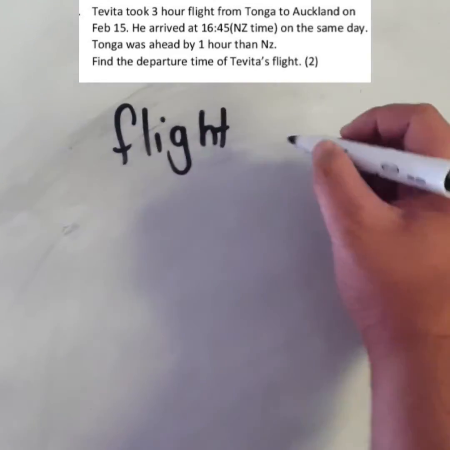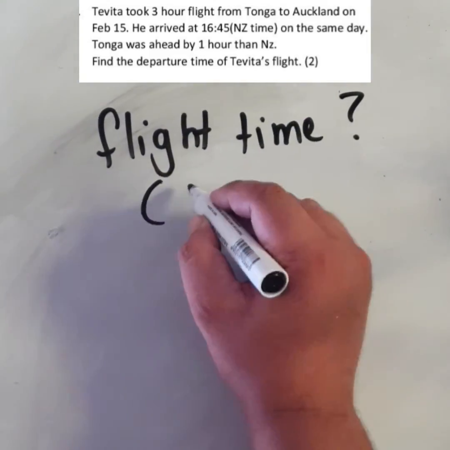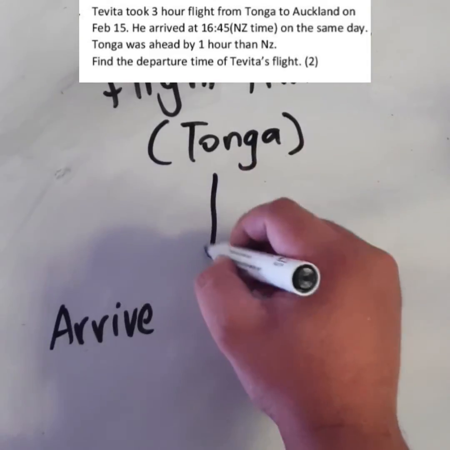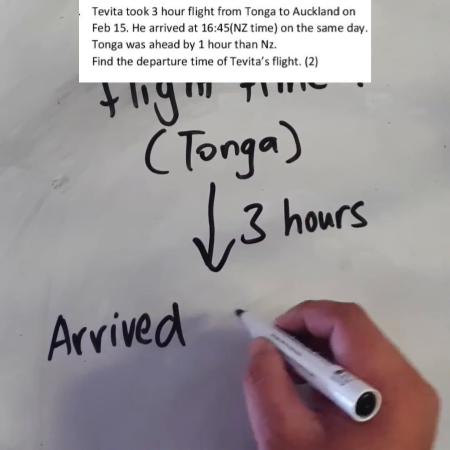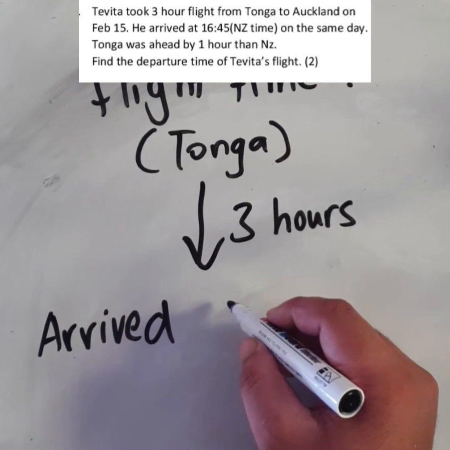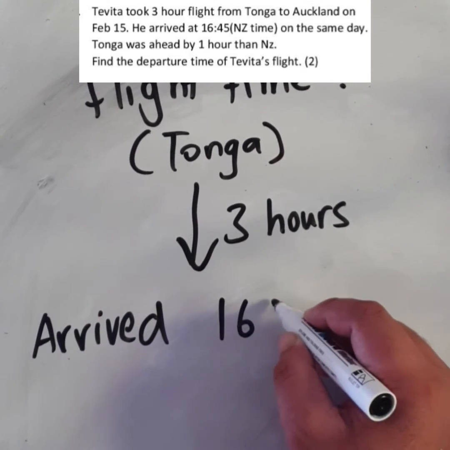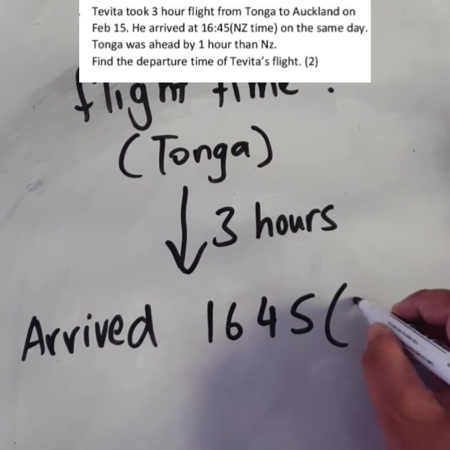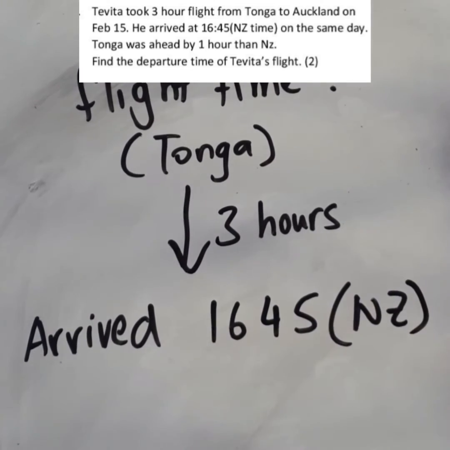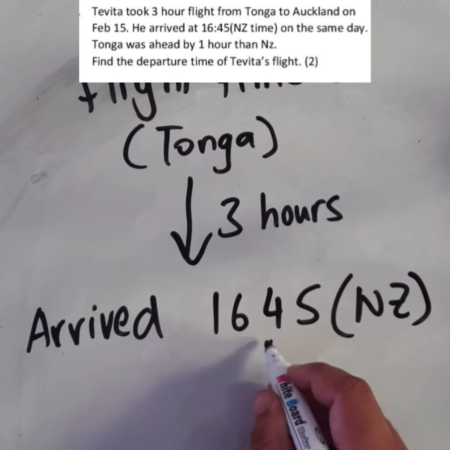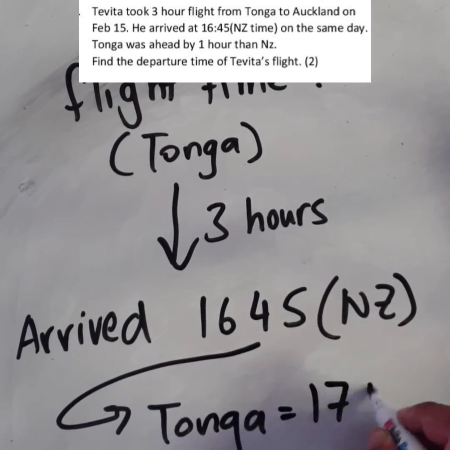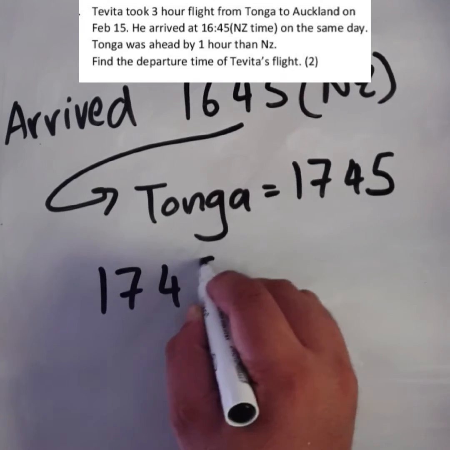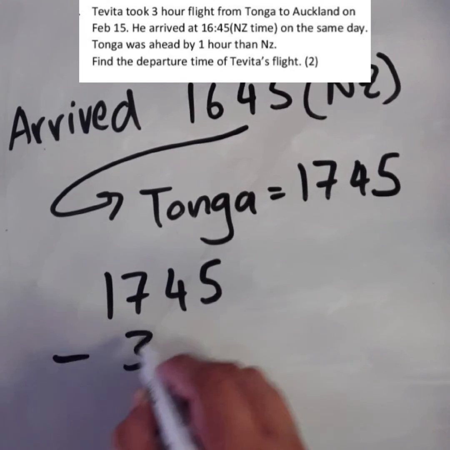Now for the final question. This one is very similar to the one we've done before. So the first step is we're going to change the Auckland time into Tonga time. So we have the Auckland time as 16:45. We can change this to the Tonga time by adding 1 hour. So 16:45 plus 1 hour we will get 17:45. So the Tonga time of arrival is 17:45.